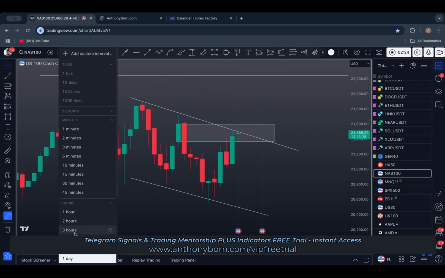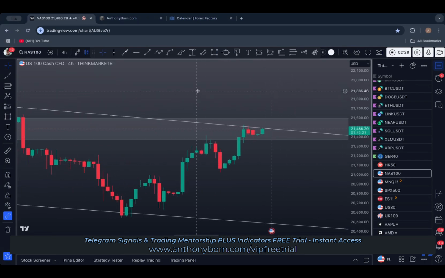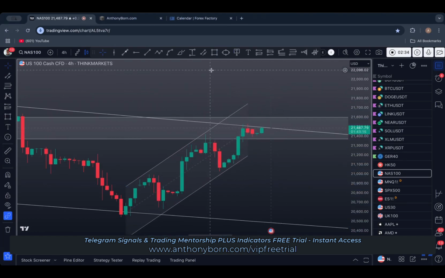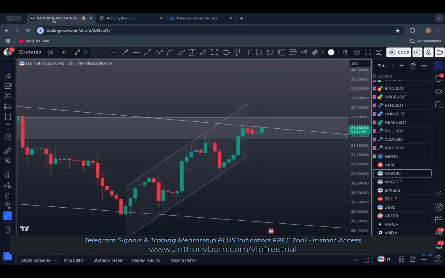Let's just have a look at, and the other thing you need to be mindful of, okay, 4-hour chart. This is trending really nicely. Look at that. I'll come back to this. Let's just have a look at the Forex Factory. Okay, I've opened this up. So what we've got at the moment, we've got the World Economic Forum. This is going on all day. Expect volatility, and it's Monday. It's not a great day to be trading.